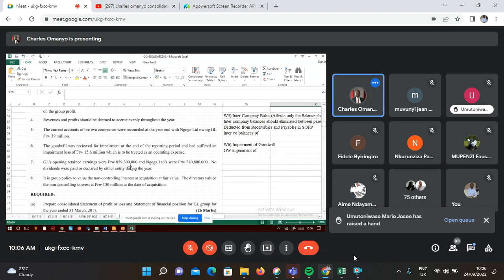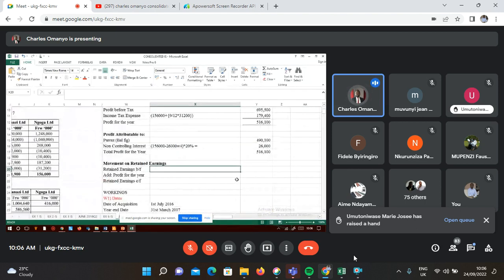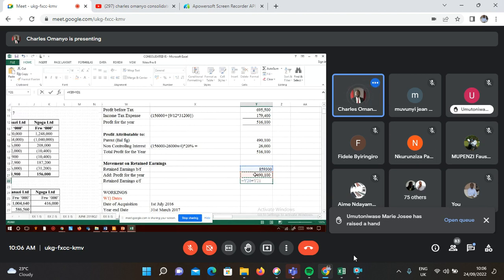I hope we are together. So we only take 859,300. 859,300. So where am I? Here. 859,300. Why have I not taken the one of the subsidiary? Because the subsidiary was acquired after. What is the profit for the year? The one that goes to the parent is 490. What is our profit carried forward? Plus that.